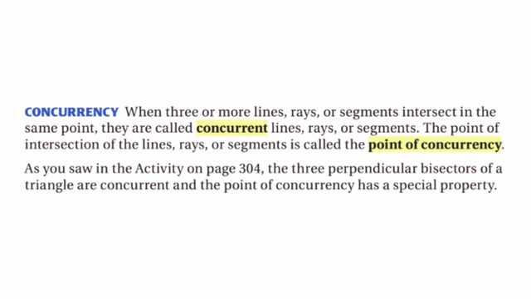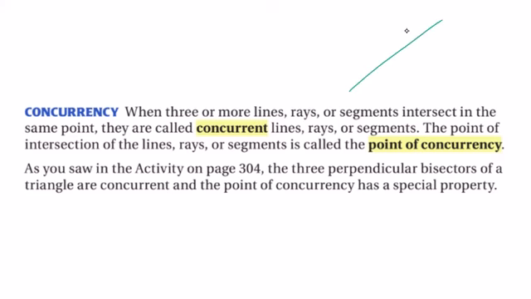So let's talk about concurrency. In the next several sections, we are going to be talking about different concurrent points. When three or more lines, rays, or segments intersect at the same point, they are called concurrent lines, rays, or segments. Their point of intersection is called the point of concurrency.